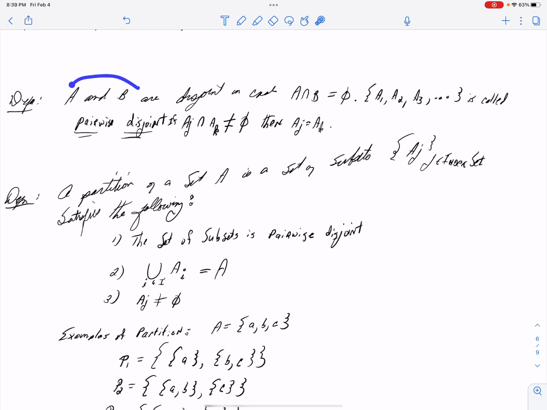Now, if A and B are sets, we call them disjoint in case they have nothing in common. And how can I say they have nothing in common? I can say in case their intersection is the null set. So what does it mean for 2 sets to be disjoint? It means that when they intersect, I get the null set.